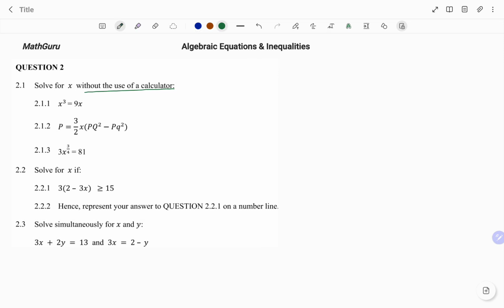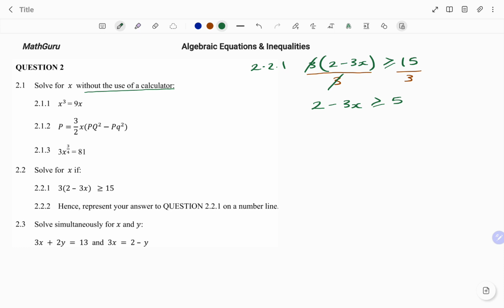Then going to the second part of the question, we say solve for x if, go to the inequality, 3 in bracket 2 minus 3x is greater or equal to 15. I'm going to open the bracket, that's multiplying 3 by the content of the bracket, or just divide both sides by 3 so that I have smaller numbers to work with. I have 3 and 3, 1. I'm left with 2 minus 3x greater or equal to 15 divided by 3, 5.